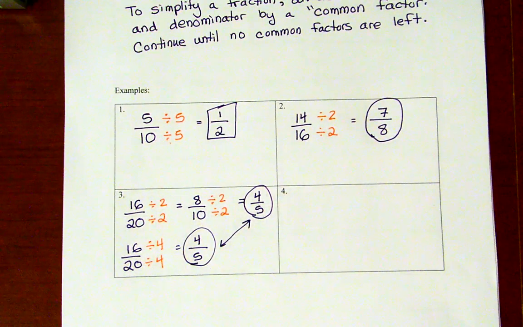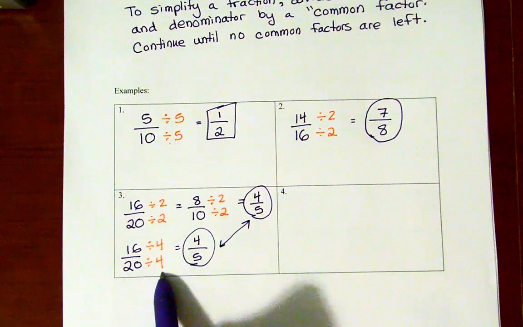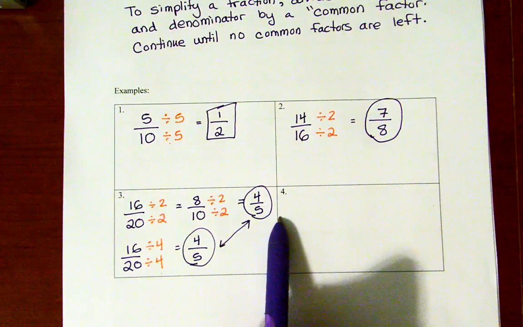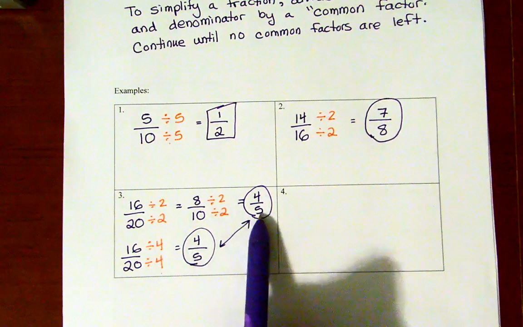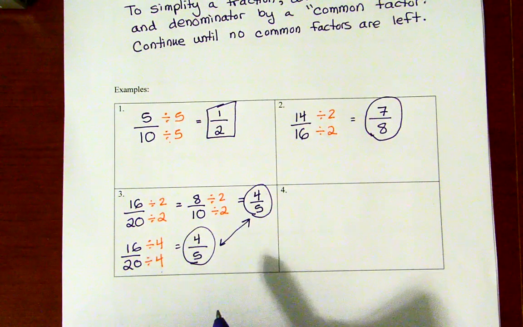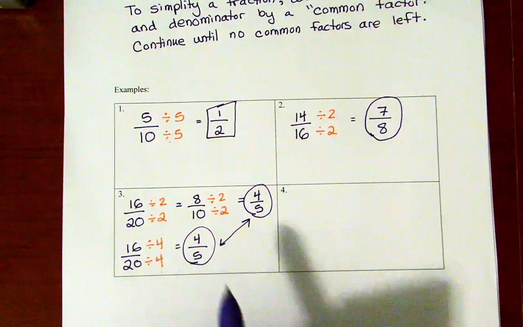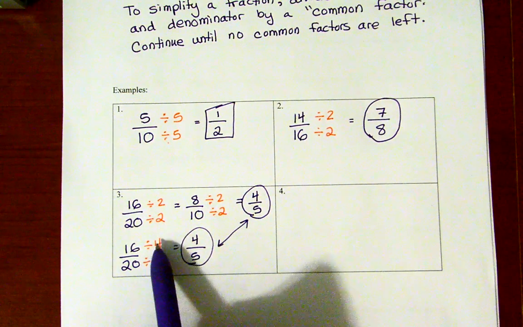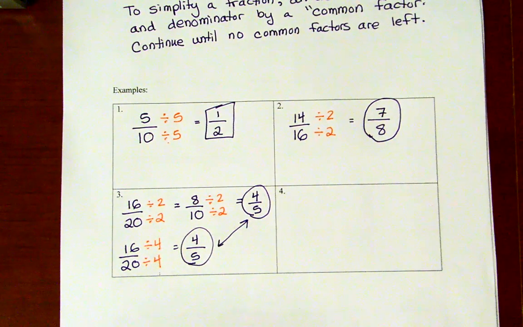What do you know? Same answer. The difference is if you divide by 4, it only takes you 1 step. If you divide by 2, it takes you 2 steps. But I think the advantage to dividing by 2 is it's a little easier to come up with divide by 2 than come up with divide by 4. I do not care how you do this. If it takes you 2 steps, divide by 2, or if you do it in 1 step, just divide by 4, either way will get you to that same final answer of 4/5.